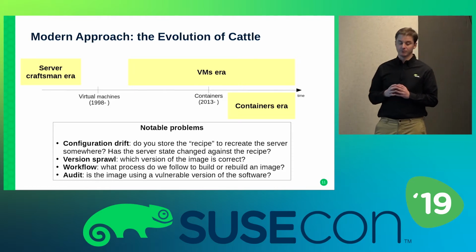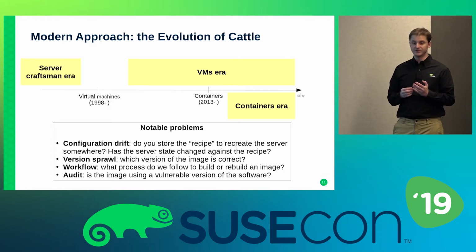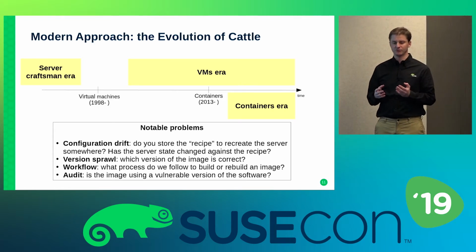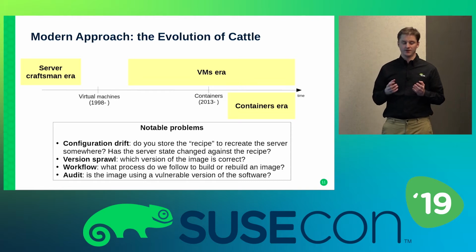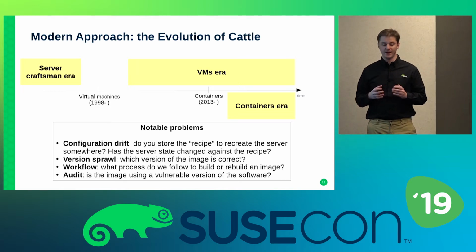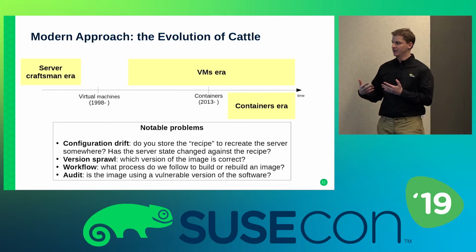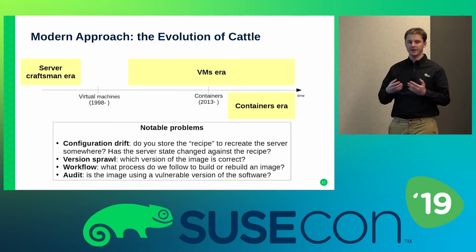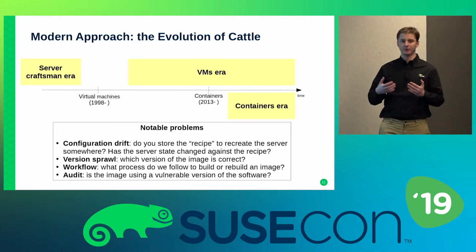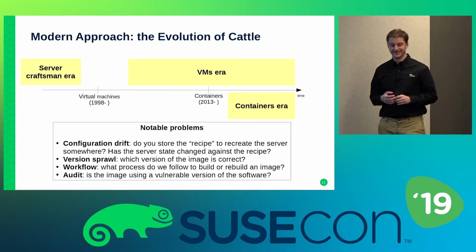And has the server changed without us tracking it in the recipe? Another problem is version sprawl. We have a lot of images, and which version of that image is correct? Which one should I use? There is a third problem, which is the workflow. Have we established a process on how to build or rebuild an image? If we hire someone new, would they be able to learn how to build or rebuild an image on their own?